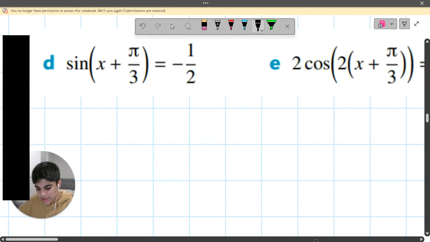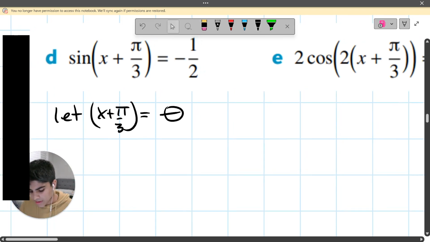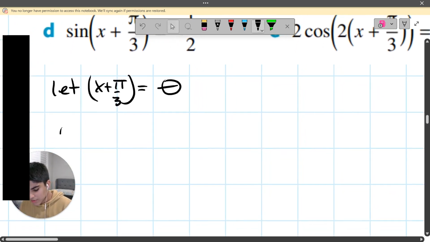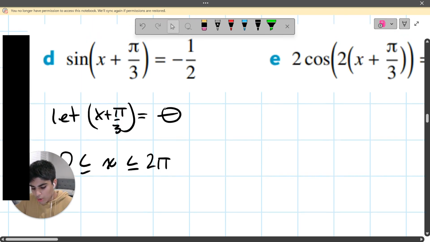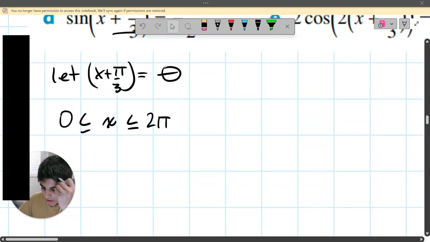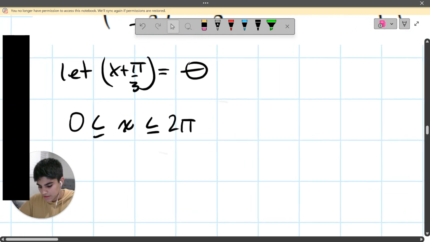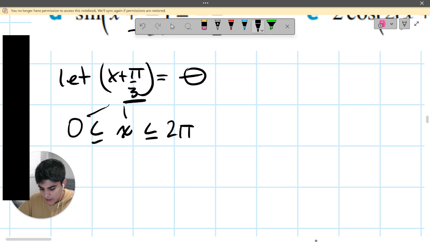Okay, sine of x plus pi on 3 equals negative 1/2. Let x plus pi on 3 equal theta. Now let's adjust our domain. The original domain is 0 is less than or equal to x, which is less than or equal to 2 pi. Now over here we have a translation of pi on 3 units to the left. And so our translation of pi on 3 units to the left means we're just simply going to apply this transformation to all of these elements.